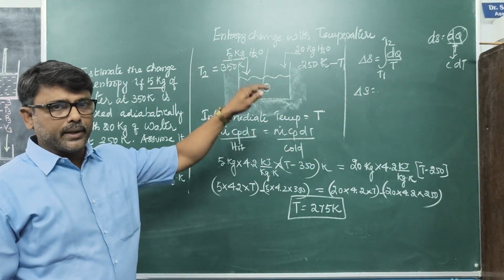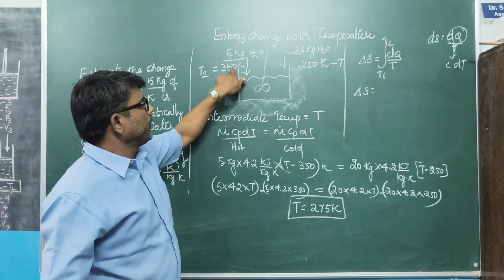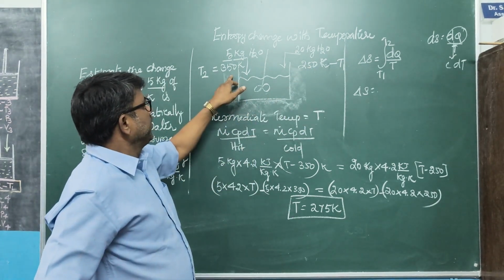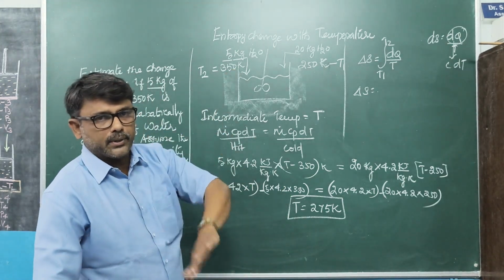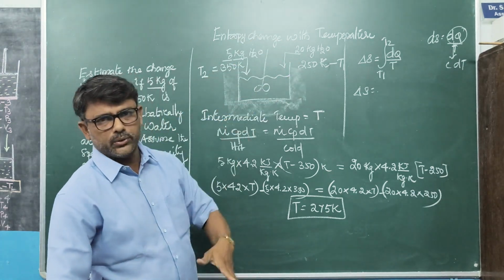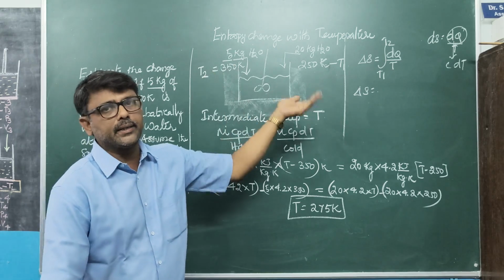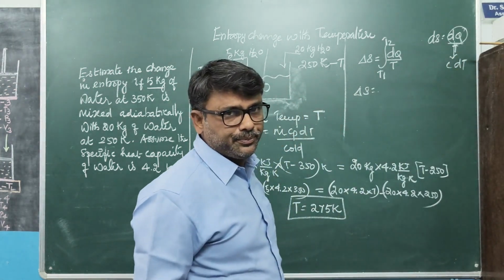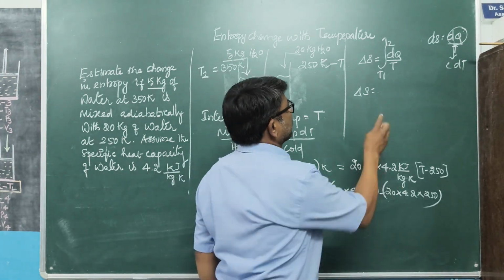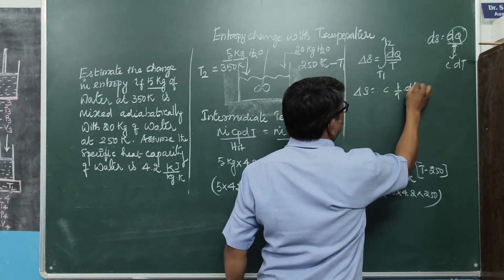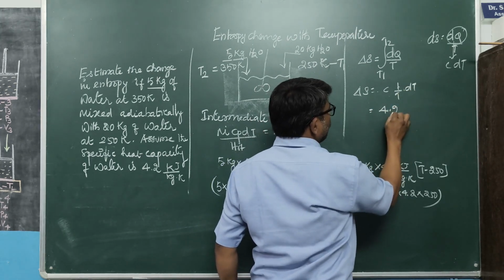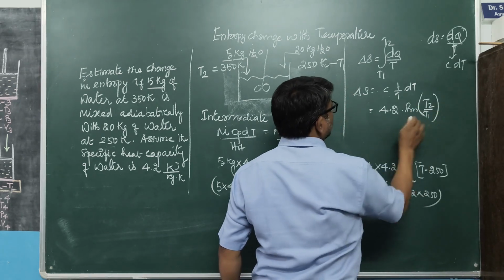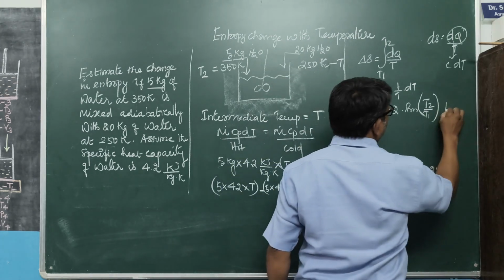This expression is explained in terms of heat capacity because the hot fluid rejects a certain amount of heat and the cold fluid receives a certain amount of heat. The hot fluid rejects heat depending upon its heat capacity, and the cold fluid receives heat, also depending on its heat capacity. So I am going to write this equation in terms of heat capacities: C into 1 by T into dT, so 4.2 into ln T2 by T1. Clear? Del S. This is for hot fluid.